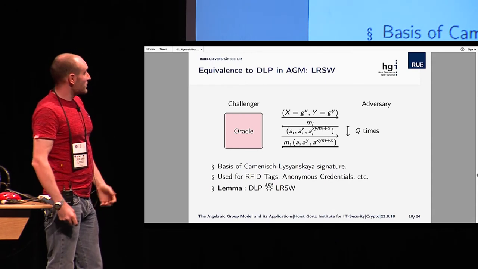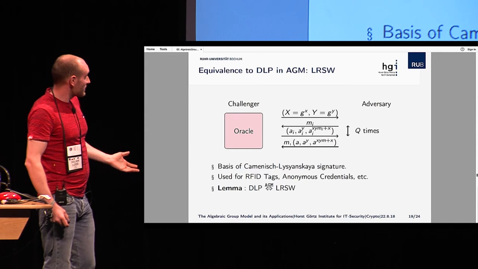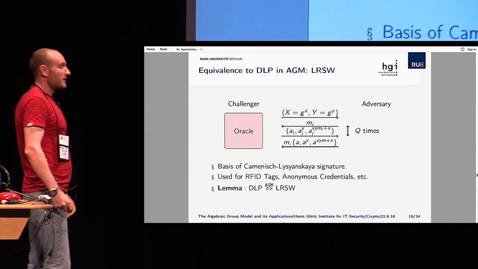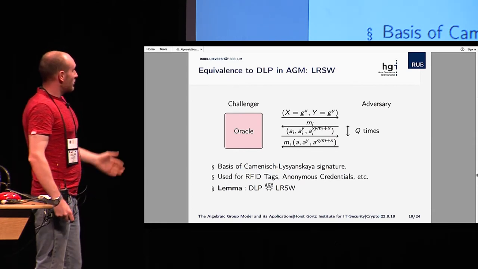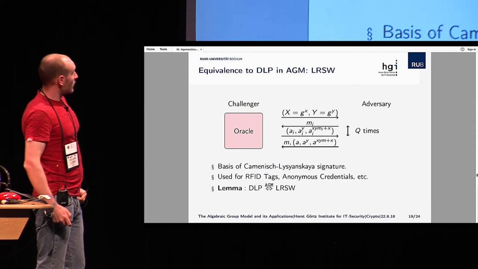So this assumption is very important because it forms the basis of Camenisch-Lysyanskaya signatures, which are used in RFID tags, anonymous credentials, and in some other places as well. And here we also managed to prove a reduction between the discrete logarithm problem and this problem here.